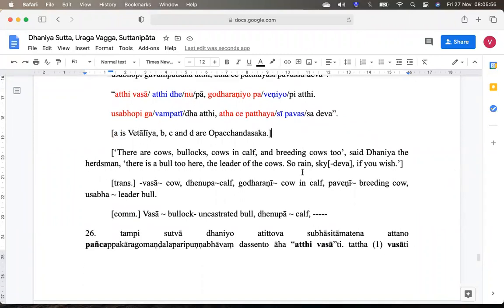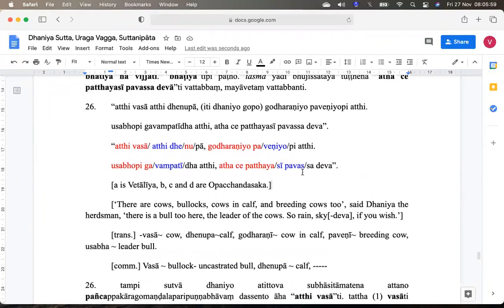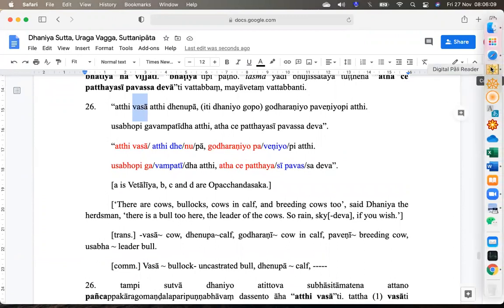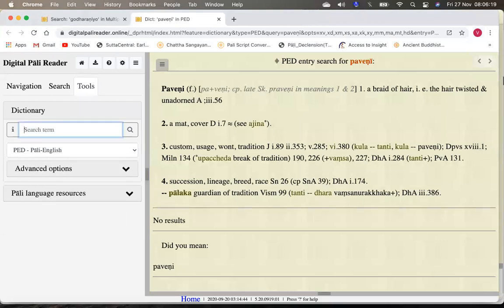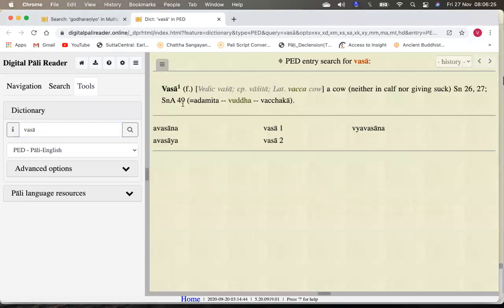Okay, so now let's translate. Let's check the meaning. So "ati wasa", actually "wasa", maybe feminine gender or something. The meaning of "wasa" in the dictionary, you see: "wasa" is feminine gender. Actually, it is a cow, in the dictionary. So what about another "wasa"? Another "wasa" is actually fat, fat of the body.